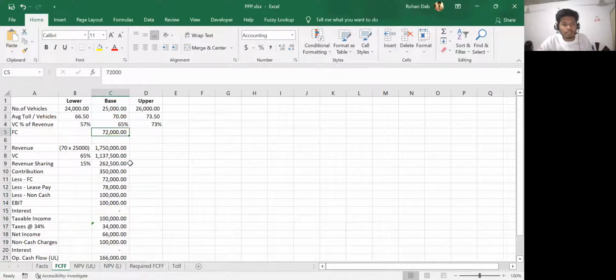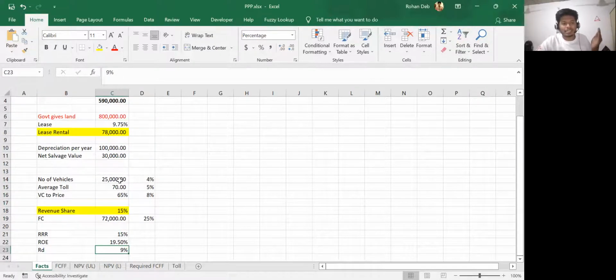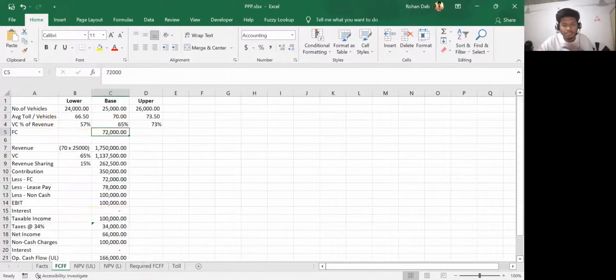Now FCFF, so basically there were some ranges given in the question. So sir said that 25,000 cars I'm estimating, but it could be plus and minus 4%. So similarly for average toll and variable cost and everything, there was a range given. So with that you do a base, lower and upper. So it gives you three scenarios: worst case scenario, best case scenario, and a base case scenario. So we are considering, and even if the question comes in the exam, we have to do the base case scenario.